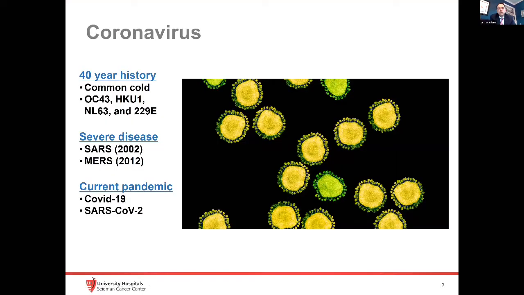So this that you see on the right here is a picture of a coronavirus, or multiple coronavirus particles. And what is really a myth that needs to be dispelled is that coronavirus is a new infection. In fact, coronavirus has been around for approximately 40 years, as is shown up here. I hope you can see my cursor. About 40 years ago, it was described as one of the viruses that can cause the common cold. So about a third of common colds are actually caused by coronaviruses.